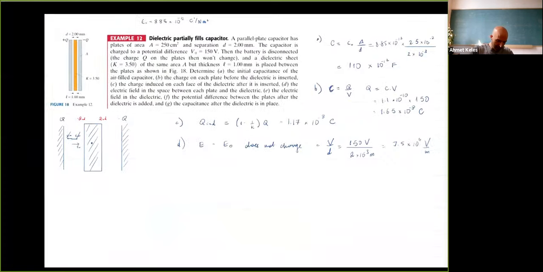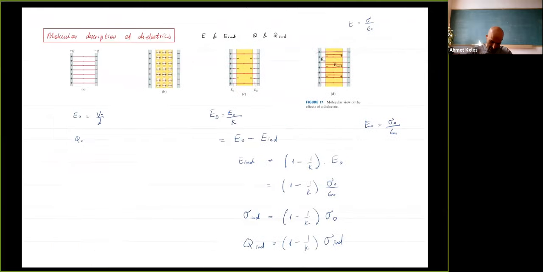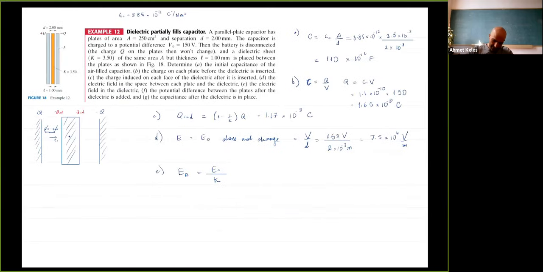And its decrease is given by our formula. So we can write it here. E_D is equal to E0 divided by K, right? Is this what we found? E induced plus E0, but it's given by E0 divided by K, so it's going to be equal to 2.15 times 10 to the 4 volts per meter.